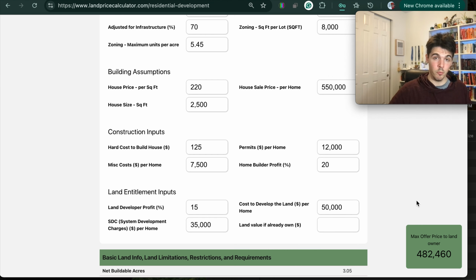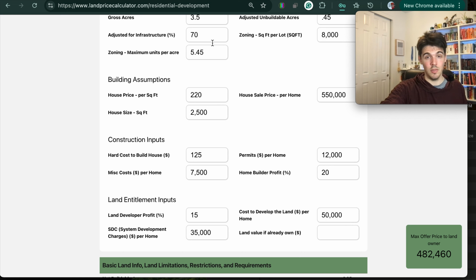I'm going to move my image up to the top because down here in the corner is the maximum offer price to the landowner. We can see as this number changes, the max offer will also change. And so that's automatically updating as we're making these changes. If we're able to sell our property for more, $650, we're able to offer the landowner more.